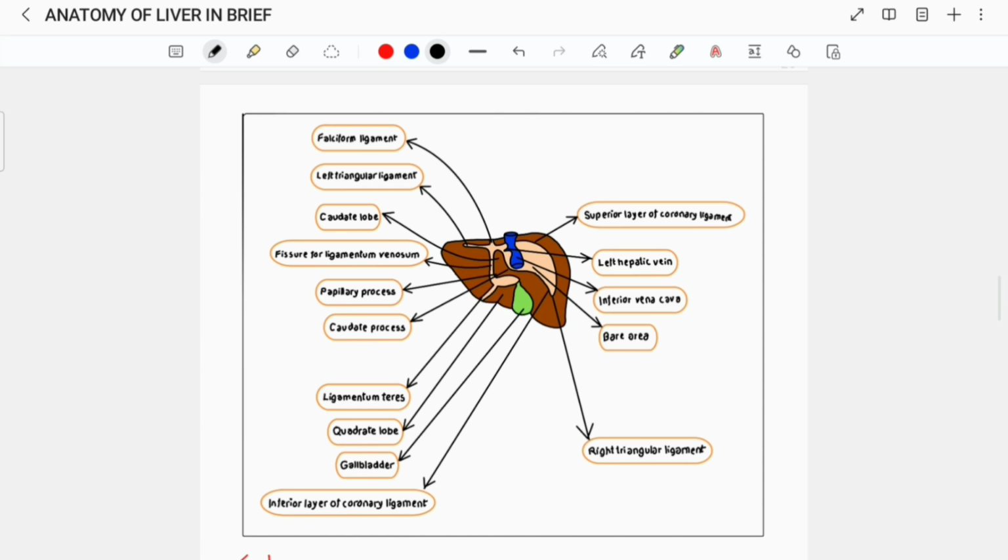This diagram over here shows the falciform ligament, the fissure for ligamentum venosum, and the ligamentum teres.